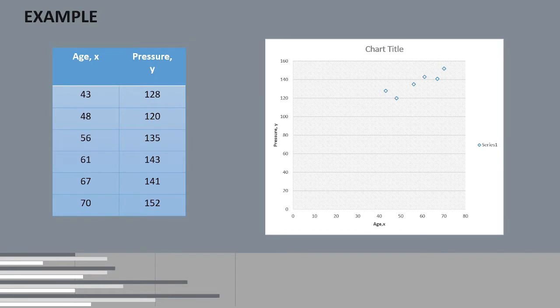Naayon dito sa chart na ito, pinapakita na mas mataas ang pressure ng age 48 kaysa sa 43. At bigla siyang tumaas no sa age of 56 at 61 at bumaba ulit siya ng 67 at lastly tumaas siya sa huli. Now let's proceed.